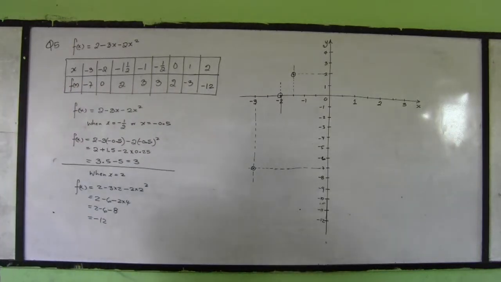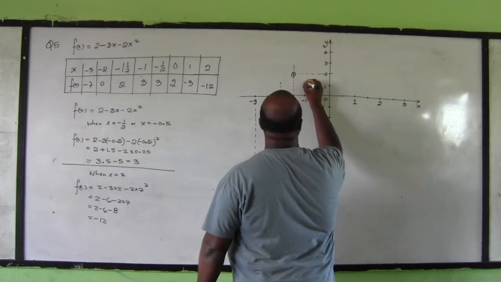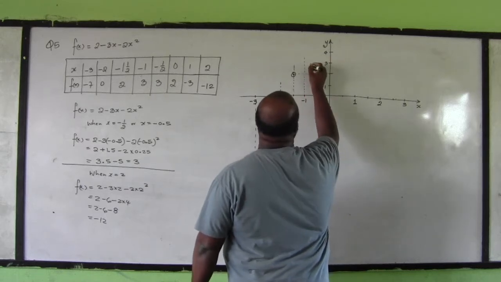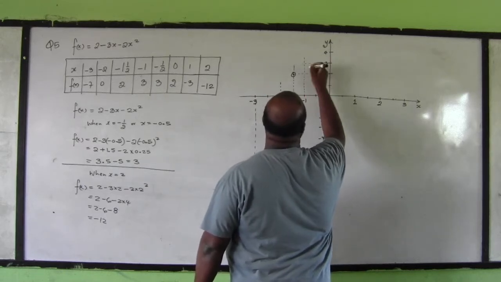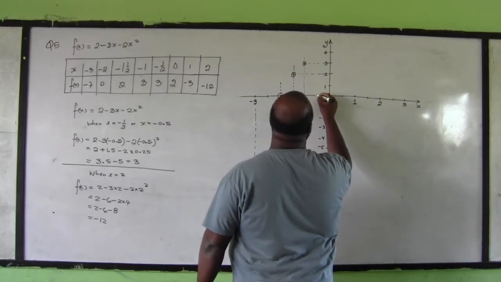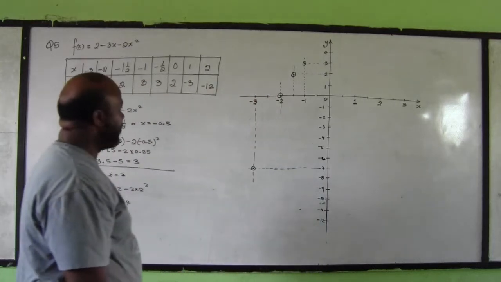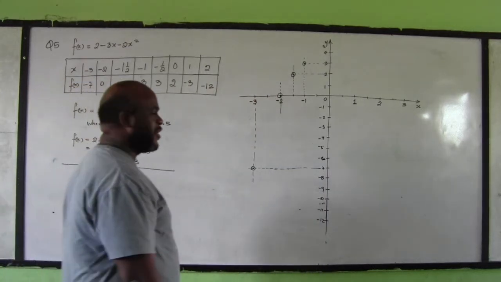Then what? Minus 1 corresponds to what? 3, yes. So minus 1 vertical corresponds to 3 horizontal. That is here. What is the next point? Minus a half corresponds to 3.